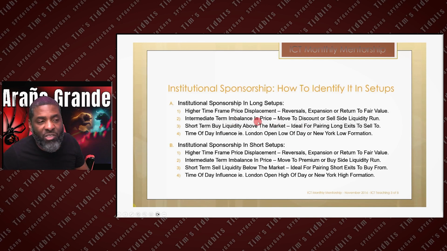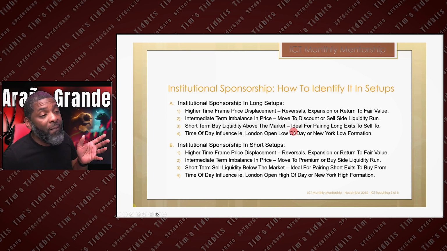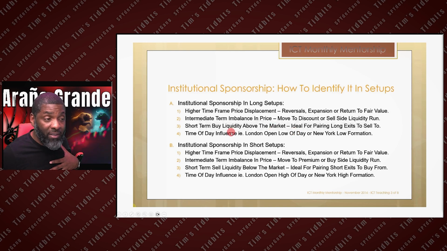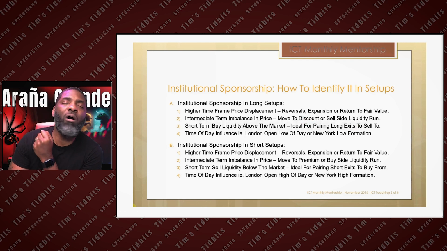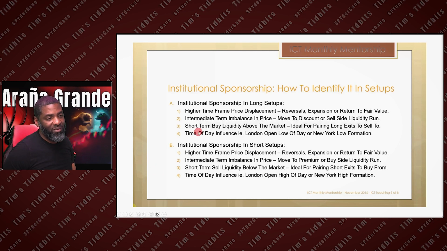And why do you call it an intermediate term imbalance in price, Tim? Well, I didn't call it that. Michael called it that. But in my humble opinion, an intermediate term imbalance in price is just price coming to what we like to call around here an anticipatory reactionary point. It's intermediate. You want it to be on a higher time frame than what you're looking at currently. Just think about it like that. Anticipatory reactionary point.